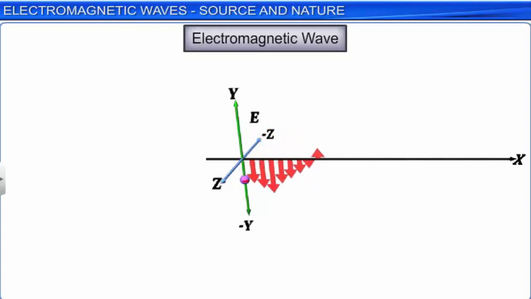Here, the frequency of the electric field is equal to the frequency of the oscillating charge. We know that an electric field changing with respect to time produces a magnetic field. The oscillating electric field produces a magnetic field which oscillates perpendicular to the direction of the oscillations of the electric field, that is, along the z-axis, and propagates along the direction of the x-axis.